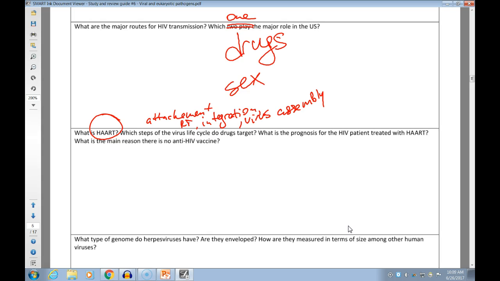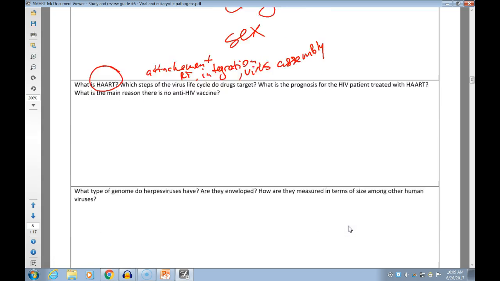Why do we not have an HIV vaccine? The main cause: yes, it mutates a lot.